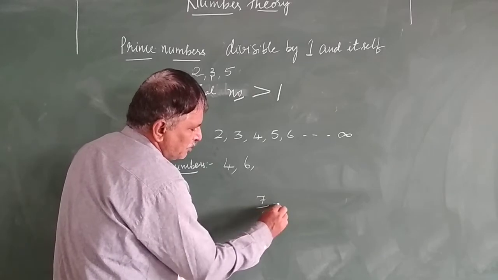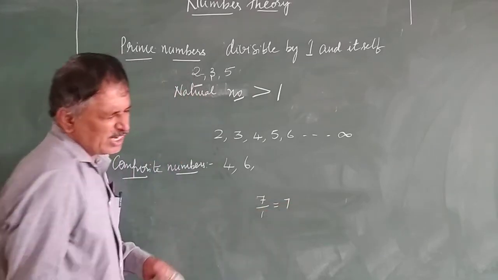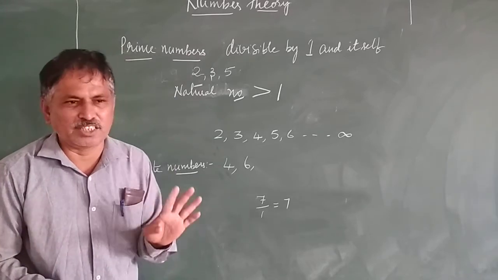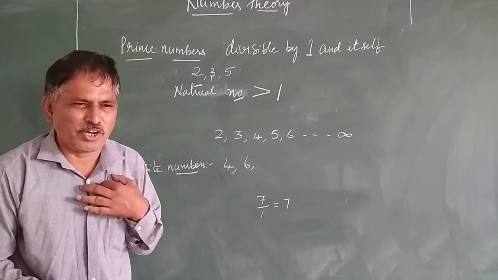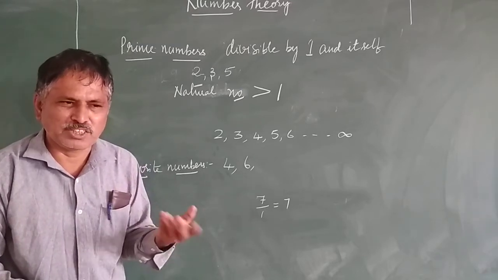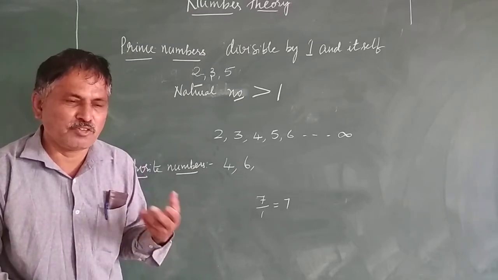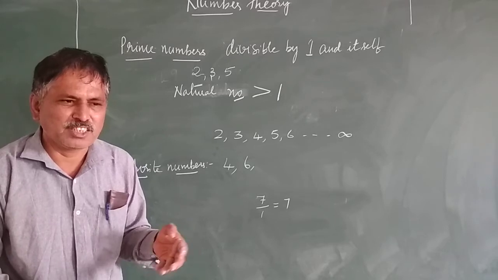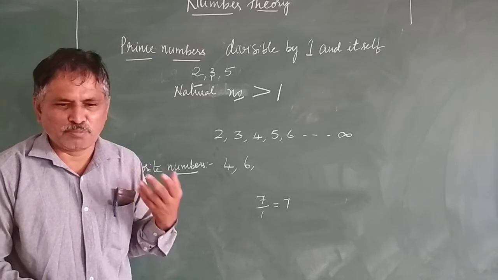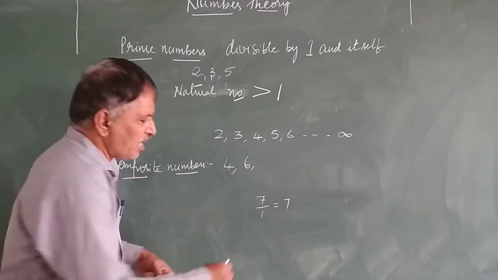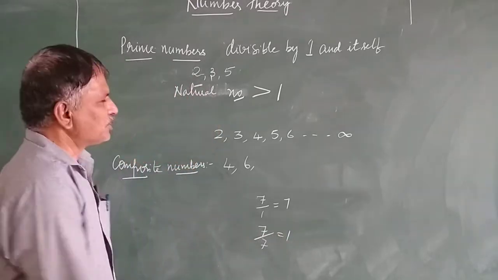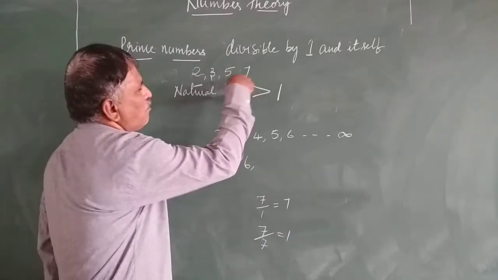Can 7 be divisible by 1? All numbers are divisible by 1. 7 cannot be divided by 2 exactly; 7 divided by 2 gives 3.5. 7 cannot be divided by 3, we get 2 point something. 7 cannot be divided by 4, we get 1 point something. 7 cannot be divided by 5, again 1 point something. 7 cannot be divided by 6, but 7 can be divided by 7 itself. So 7 is a prime number.